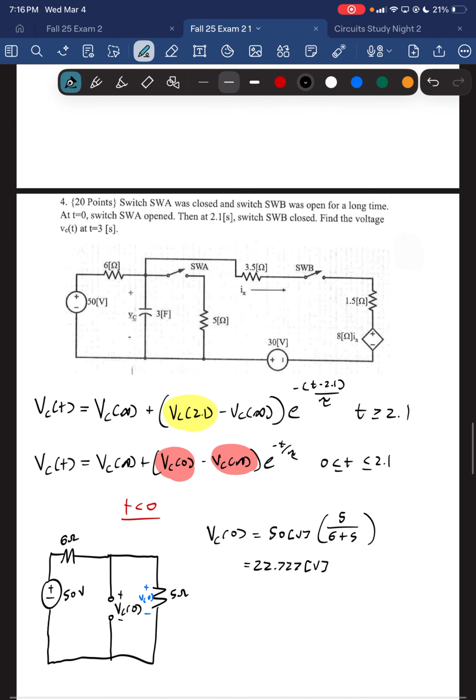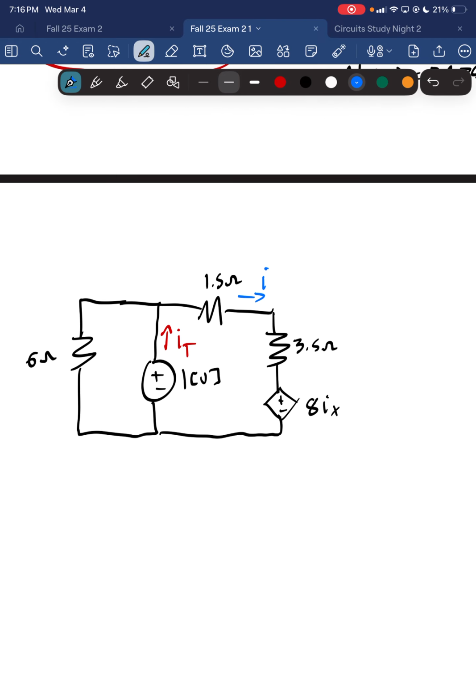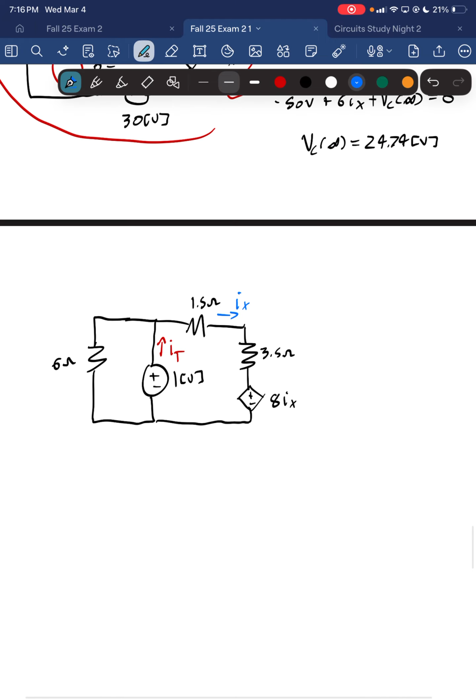Redrawing that. Yep, looks good. And then Ix is this current right here. So now we just have to solve for IT. Once again, KVL is going to be a great way to do this. We can just take this loop here and observe that the only unknown variable in that KVL equation on the right loop would be Ix. So we can use this equation to solve for it.